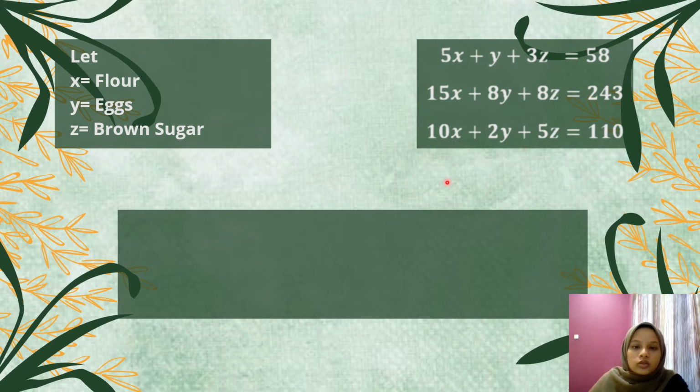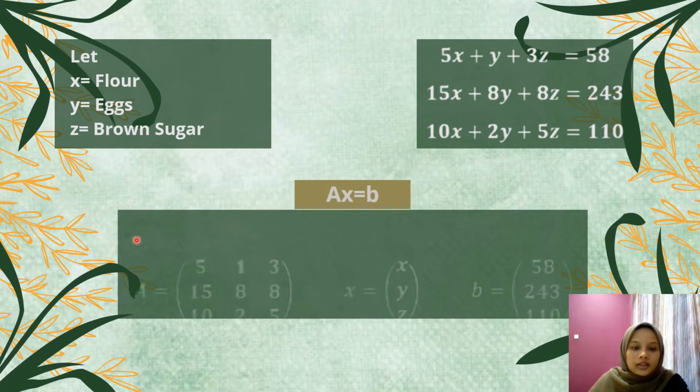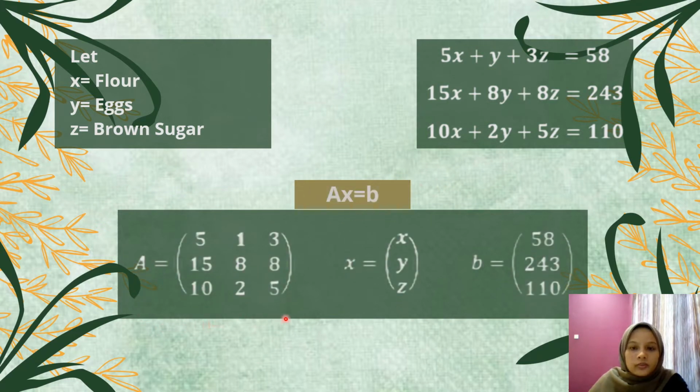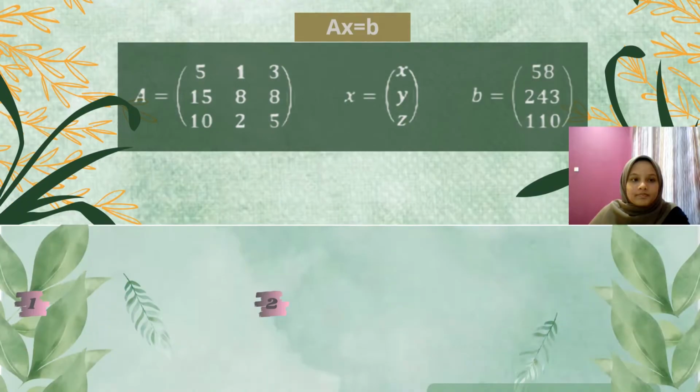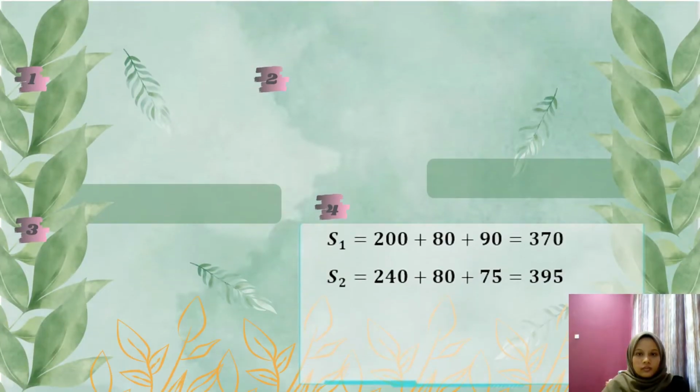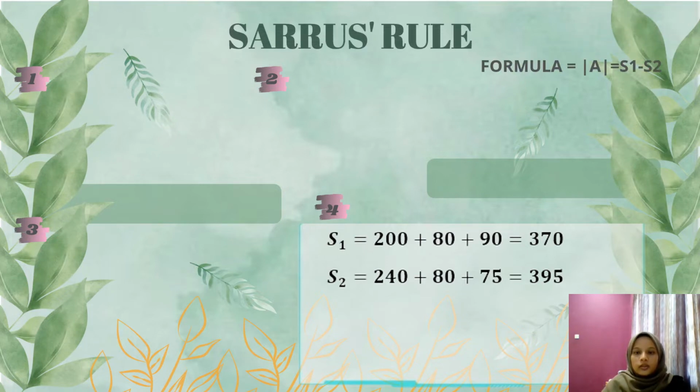And next, we should convert the system into the form Ax equals b, like this. We separate the linear equations like this. Now we need to calculate the determinant of A by using Sarrus' rule, and this is the formula. Determinant A equals S1 minus S2.